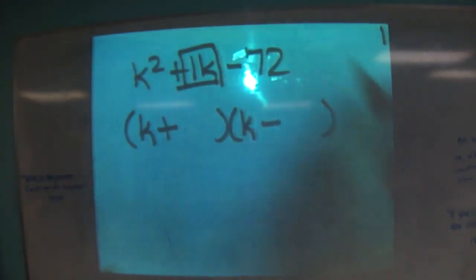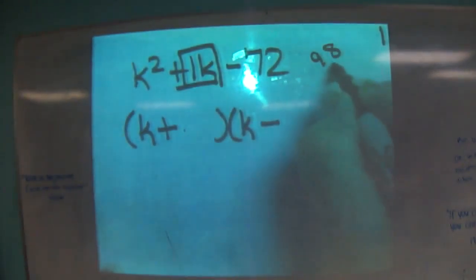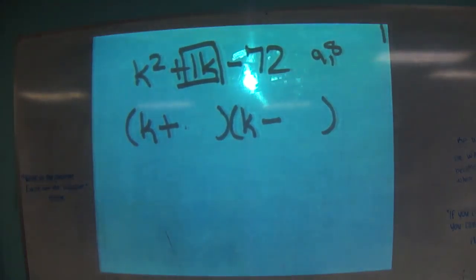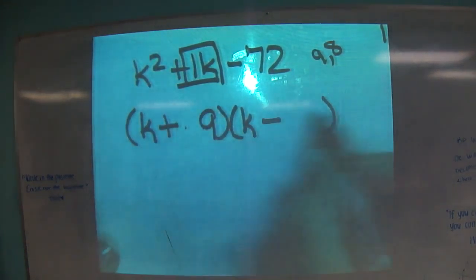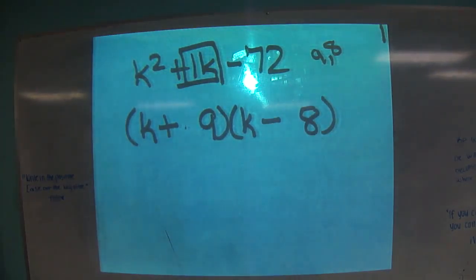I'll rewrite it here. 9 and 8. One would be positive and one would be negative. Okay? Which one would be positive to make a positive 1k? 9. So we'll put 9 here and 8 here. So it's using your knowledge of factors and guess and check. And that's another way to factor it.